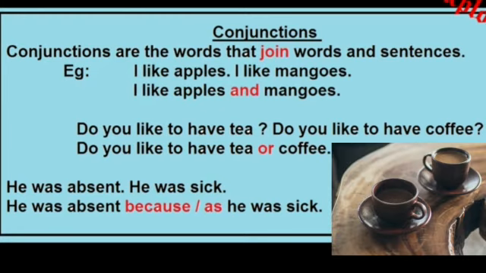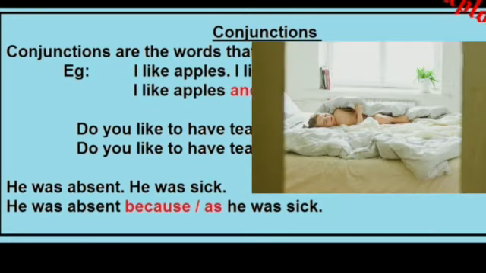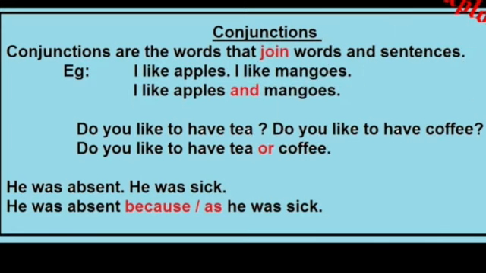Do you like to have tea? Do you like to have coffee? Do you like to have tea or coffee? He was absent. He was sick. He was absent because or as he was sick. We can use these conjunctions as per the context.